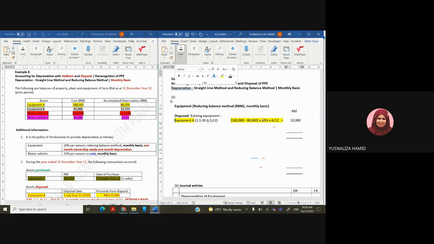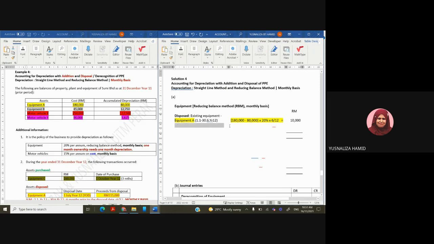And that was 10,000. Okay, done with the equipment A. So equipment A is being disposed, but you still provide depreciation when? For the 1st of January until 30th of June. On 1st of July, no more depreciation. Why? Because you dispose.